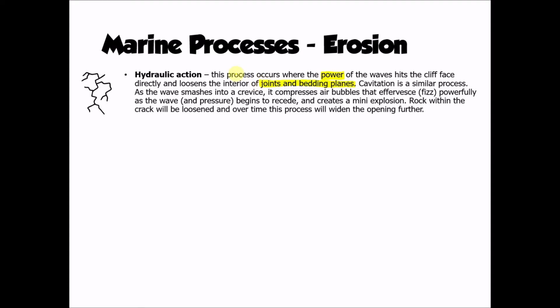And when the wave hits the cliff, it will force air and water into the cracks in the rock. What this will do is it will compress those air bubbles, and it will cause them to fizz, or what we call effervesce. So that effervescence, or that fizzing, is building up pressure, and then as the wave recedes, that pressure is released, which creates like a little mini explosion of air and water out of the crack, which is going to loosen the rock.